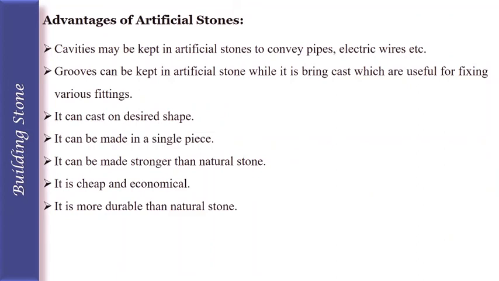The advantages of artificial stone. In the artificial stone, we can keep cavities to provide for pipes or electric wires in the building. We can keep grooves in while casting itself, and it is very useful for fixing the various fittings. These artificial stones can be cast in any desired shape, and can be made in a single piece also, and can be stronger than natural stones. It is very cheap and economical too, and it is more durable than natural stone.